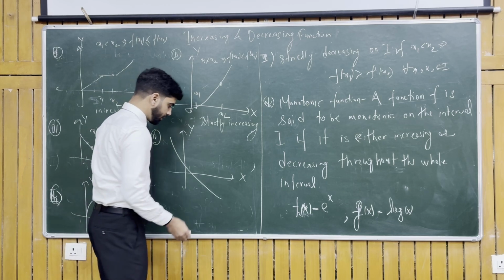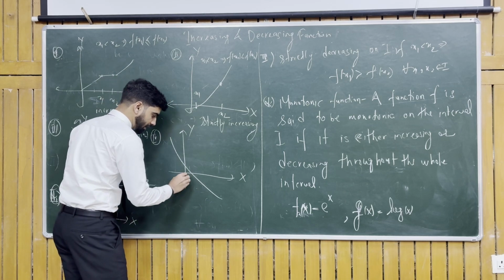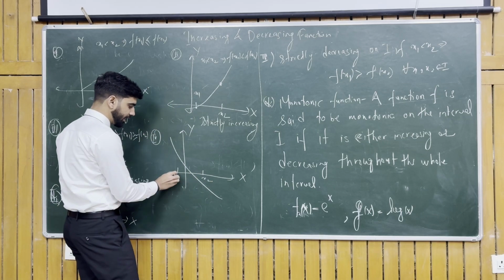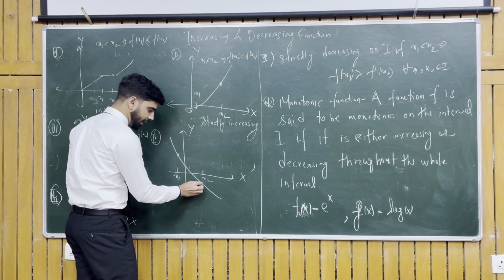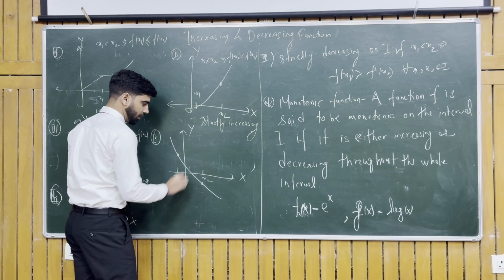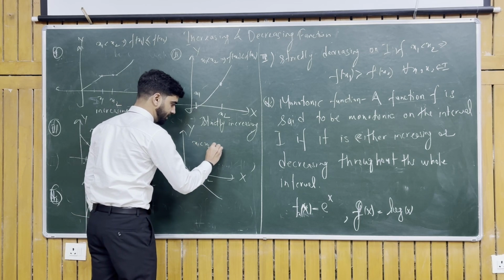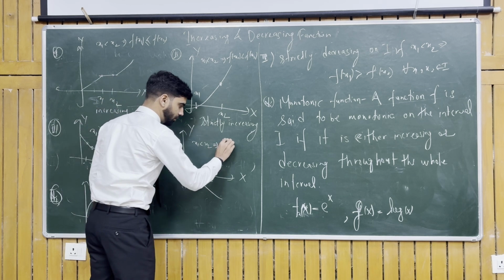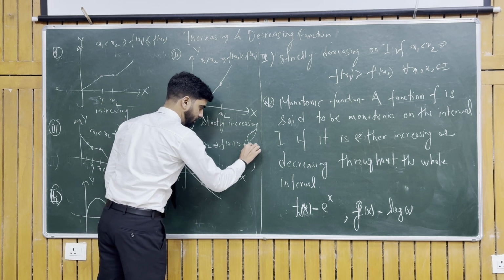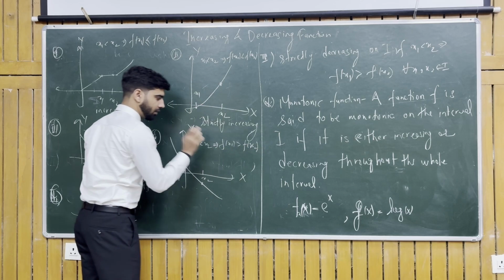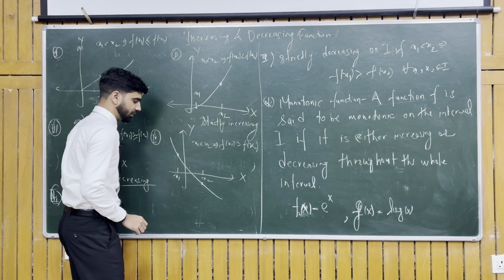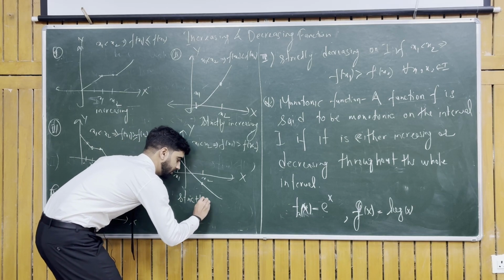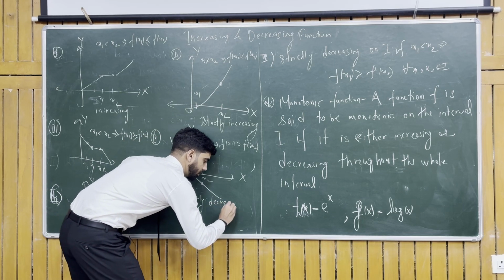Again, we can take two points. Let us say this is x1 and this is x2. We can see that this is the value of the function at x1 and this is the value of the function at x2. So x1 less than x2 implies that the value of the function at x1 is greater than the value of the function at x2. We know that this is the condition for the function to be strictly decreasing. So this is the graph of the strictly decreasing function.